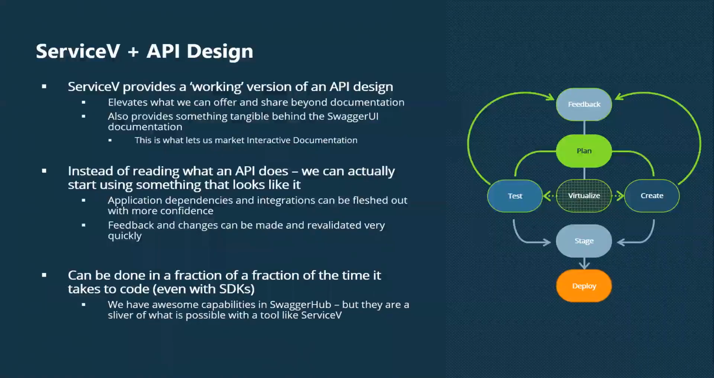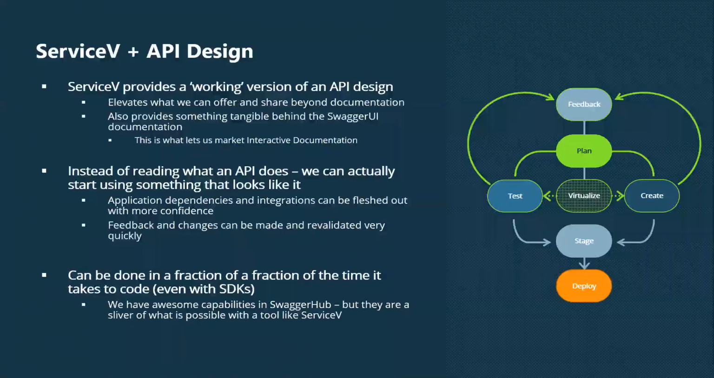So you can actually update the definition. You can go ahead and refactor. So if you do have new versions of the API design, this will go ahead and fit directly into ServiceV and ReadyAPI. This can be done in a fraction of the time it can take to code, even with the SDKs. So we have an awesome capability within SwaggerHub, but there is a sliver of what is possible with a tool like ServiceV.